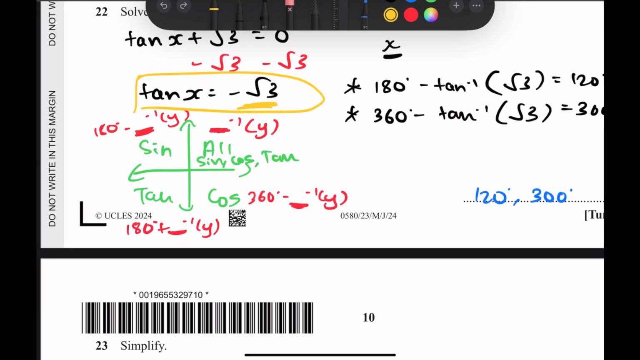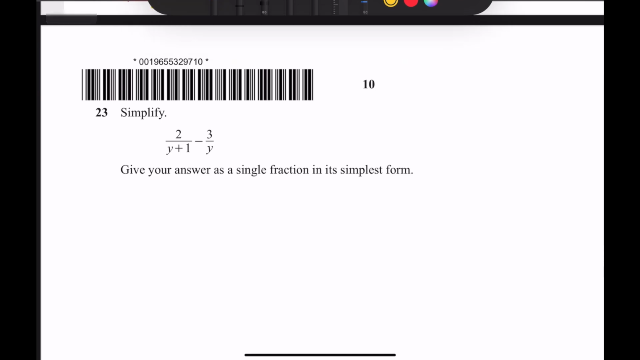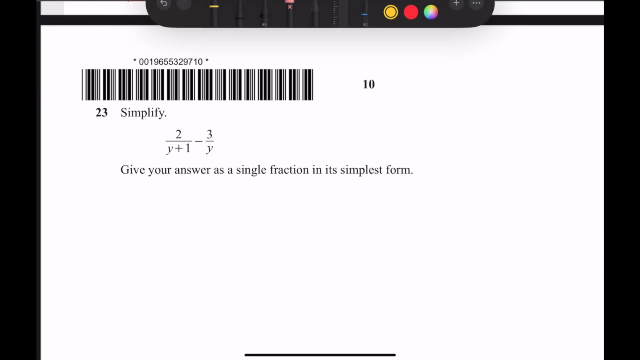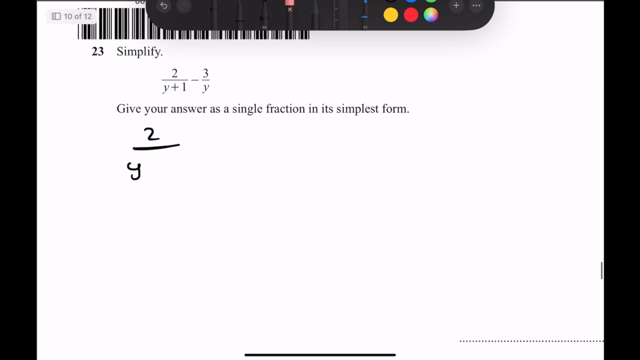Since we use the rules of sine and tan, so these two rules. Question 23 says to simplify 2 divided by y plus 1 minus 3 by y. So if I rewrite this over here, 2 by y plus 1 minus 3 by y. To make it a single fraction, you have to first multiply the numerator of the left fraction by the denominator of the right fraction. So this is equal to 2 times y.